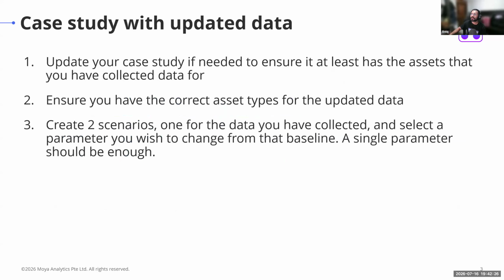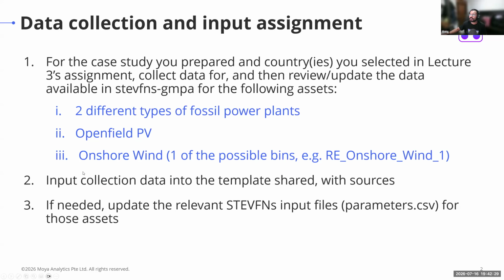What we want to do is, for the countries and the case studies that you've already prepared in the previous lecture assignment, pick two types of assets. Maybe fossil fuel power plants, or for example open field PV or onshore wind. So a few types of assets, and those are the assets that you're going to play around with. You could choose batteries, wind, or a natural gas power plant. Just be creative about this.